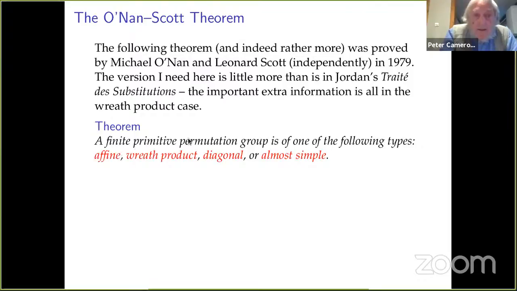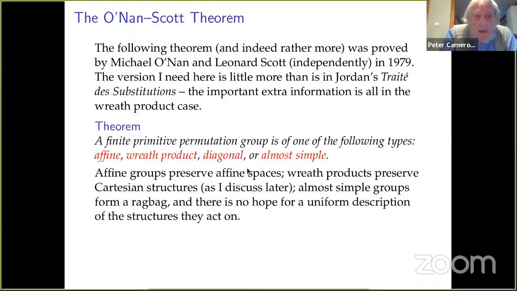So that's the part that I'm going to use. It says that if you have a primitive permutation group, there are four possible types that it might be. And these are known as affine, wreath product, diagonal, and almost simple. So diagonal groups form one of these four classes. So what can we say about these classes?